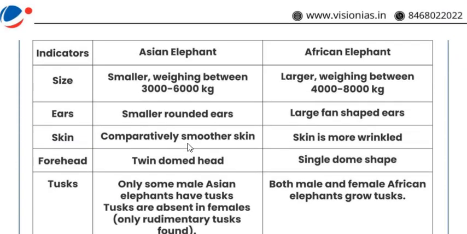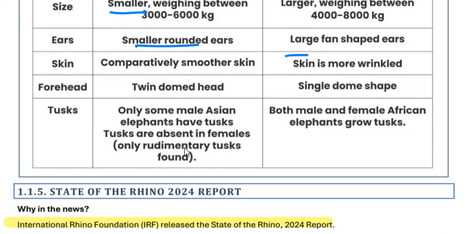This is about the size. Asian elephants are smaller, whereas African elephants are larger. Not too important. The one important point here is about the tusk. In Asian elephants, it is not necessary that all male Asian elephants have tusk. Only some male Asian elephants have tusk. Tusks are absent in females.